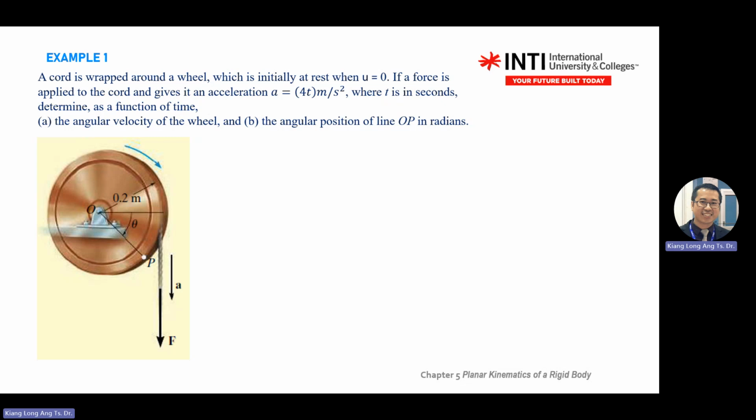You have Vt, you have acceleration. Can you link acceleration to the velocity? A equal to dv dt. Sometimes you need to do integration to get back the velocity equation. Then you substitute there and find the omega. Okay, there is a typo error here: theta is not u, theta means this angle.